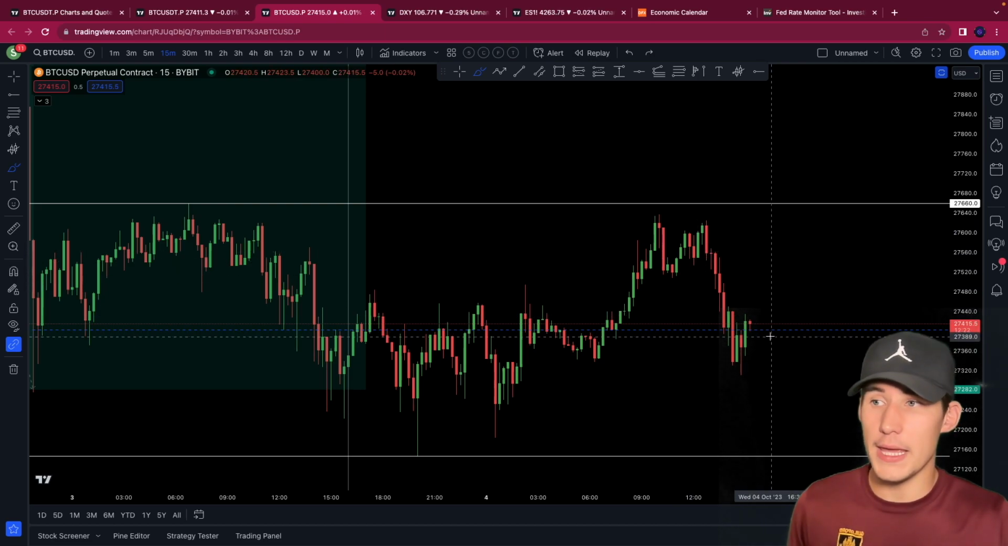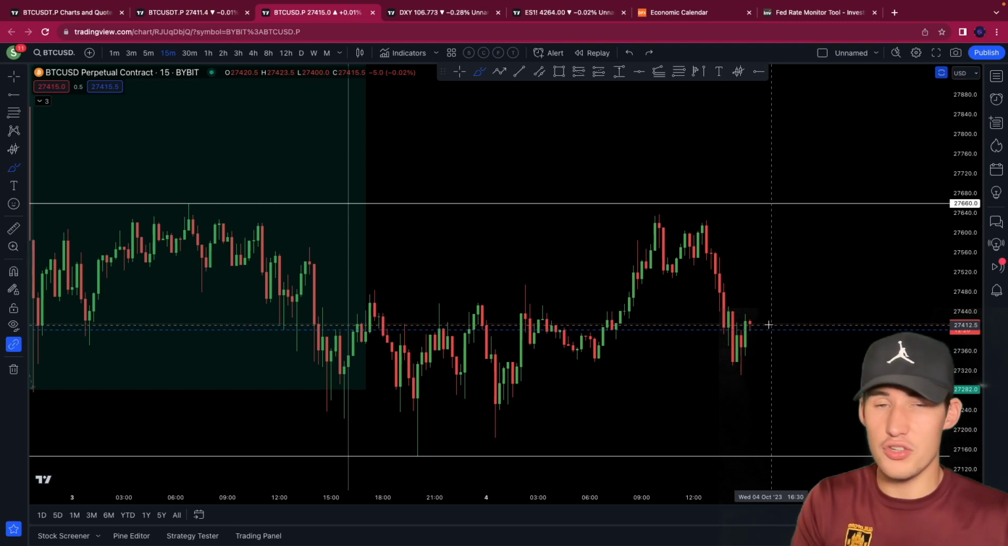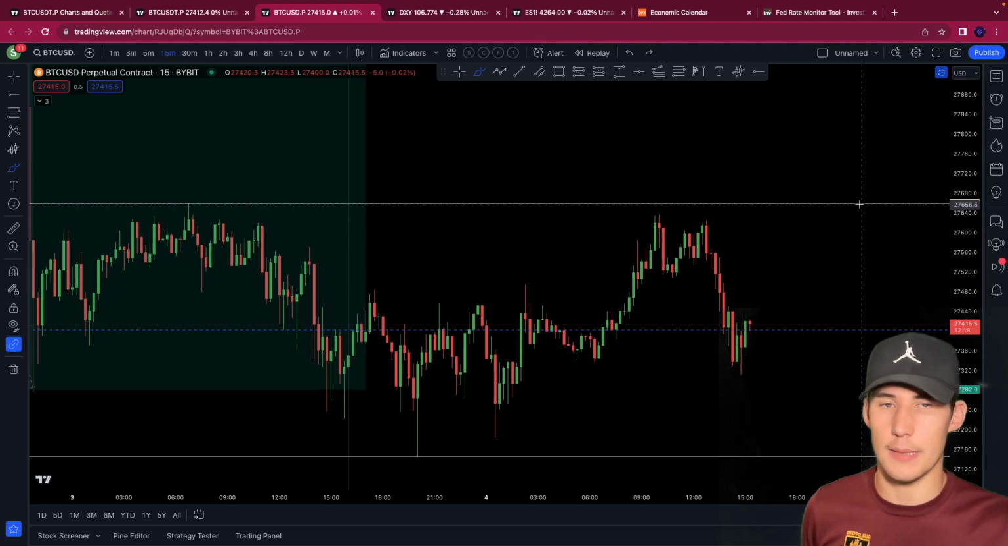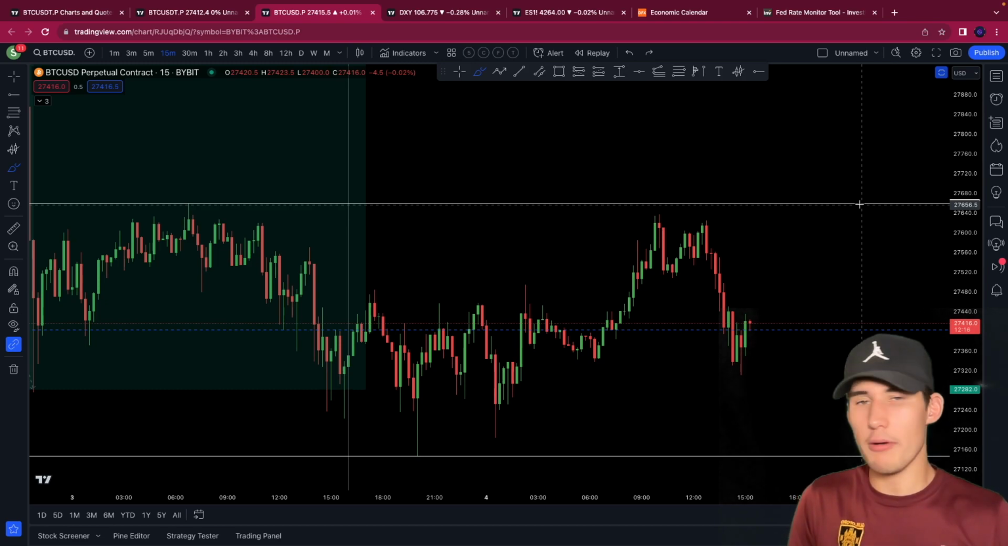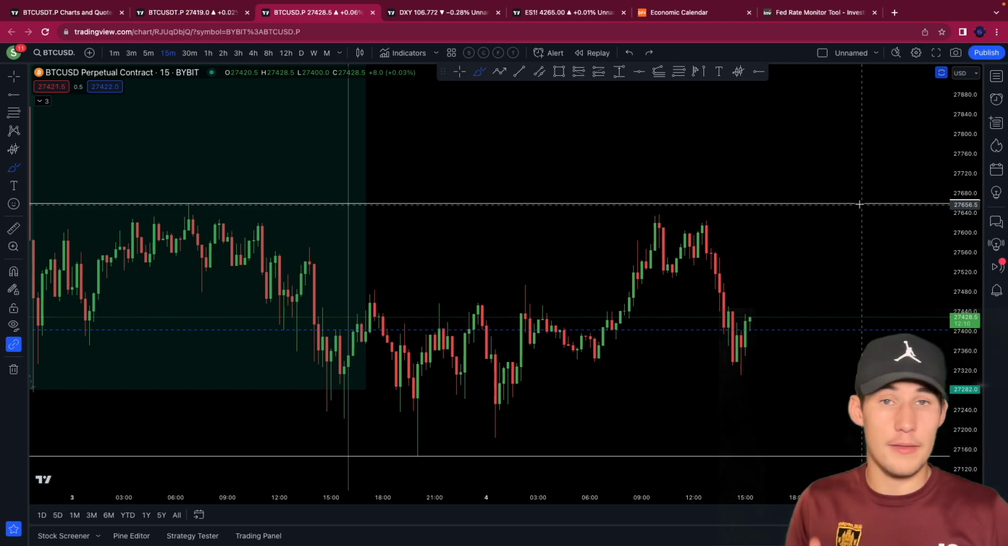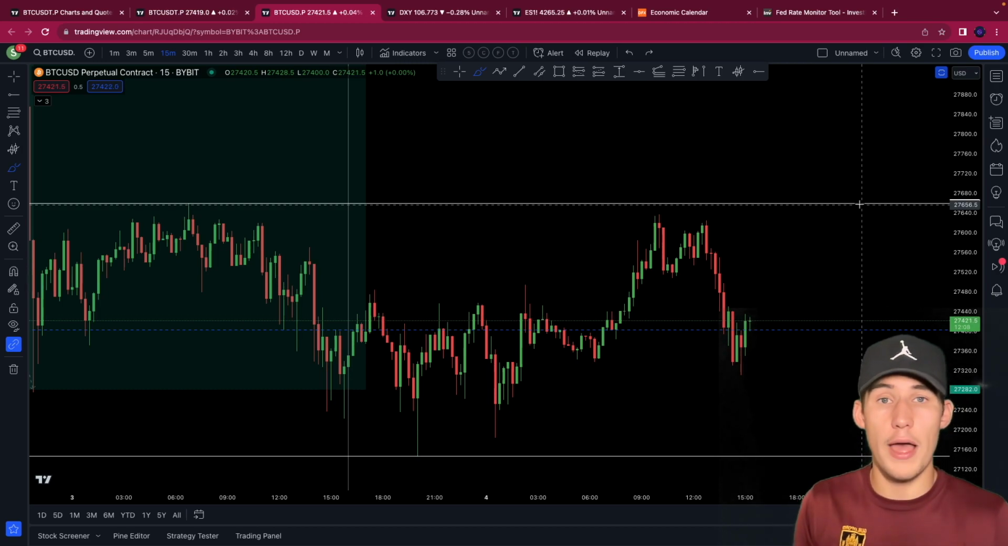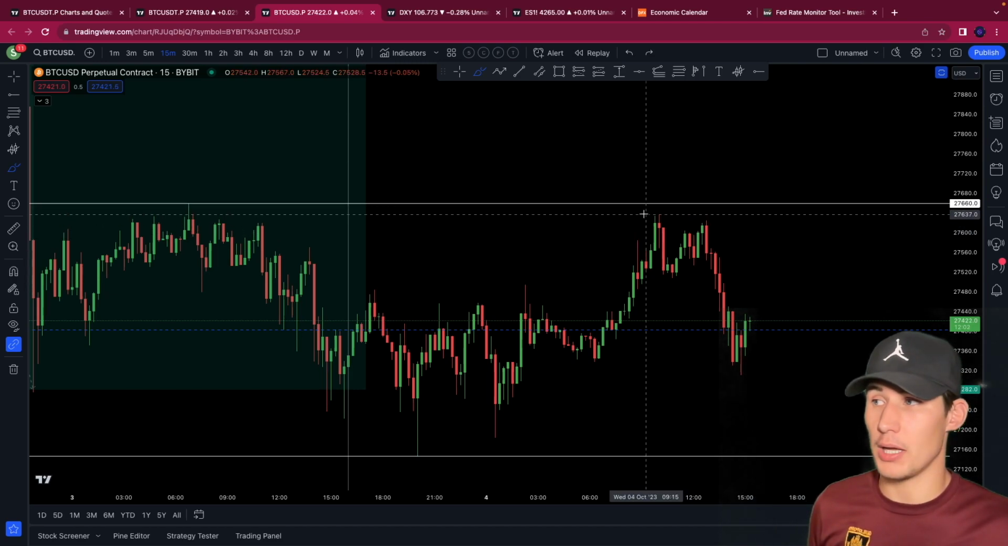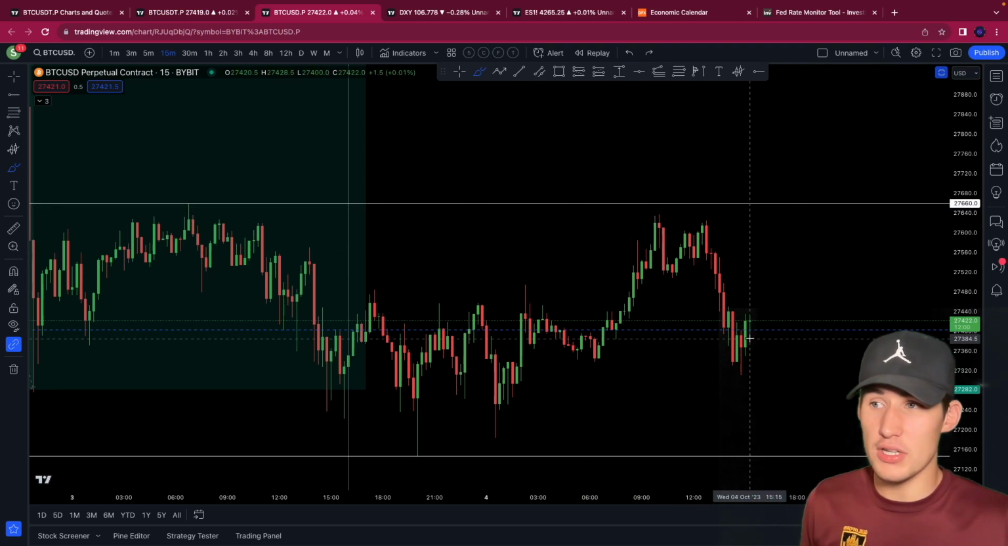But from here, I'm just remaining patient and waiting for my levels to be tapped. I'm not too worried about entering into a trade right now because I'm in a long and I'm in a short, so I can take advantage of either the pump or the dump. Whatever occurs in Bitcoin, I can take advantage of that because I'm in a long and also in a short position.